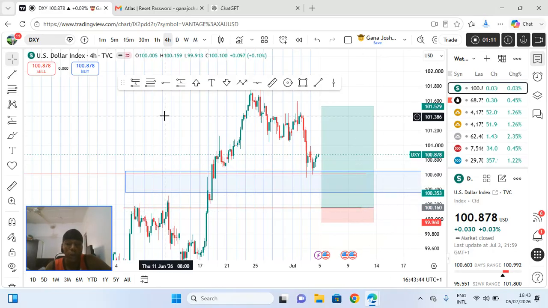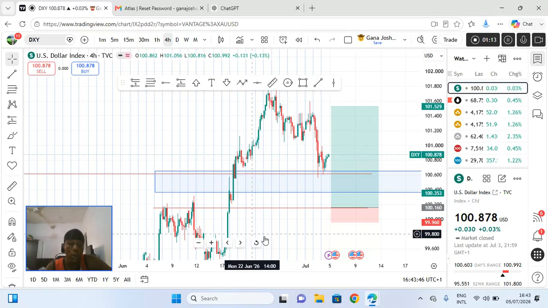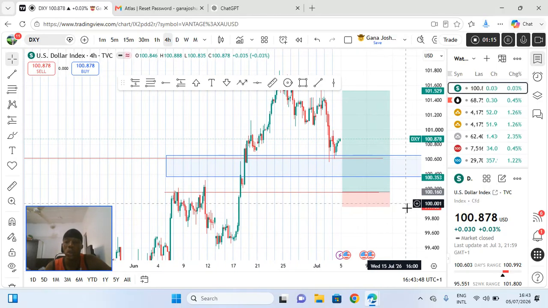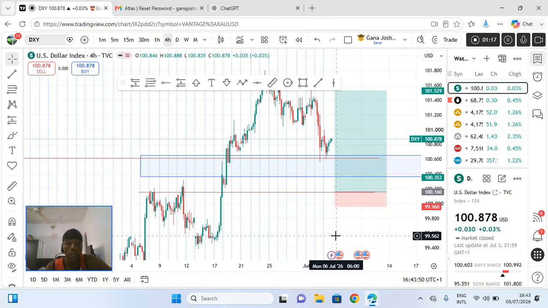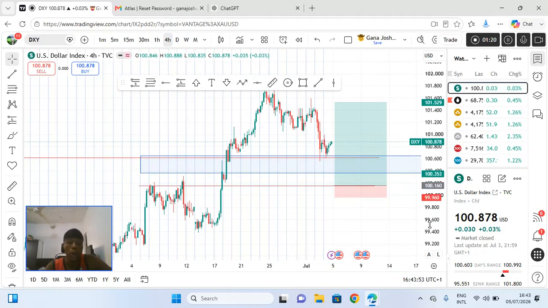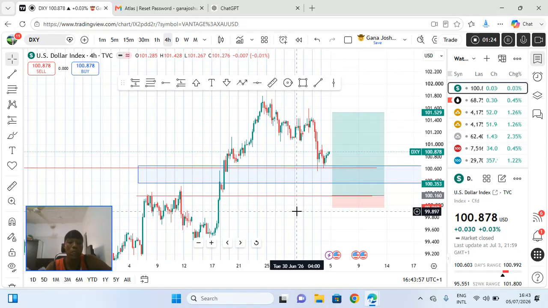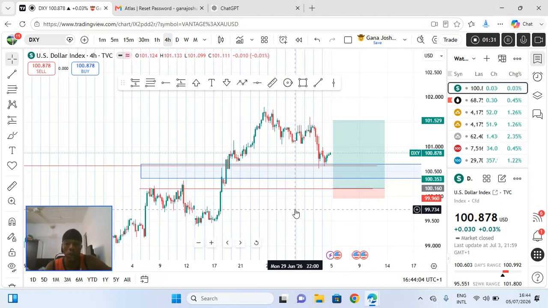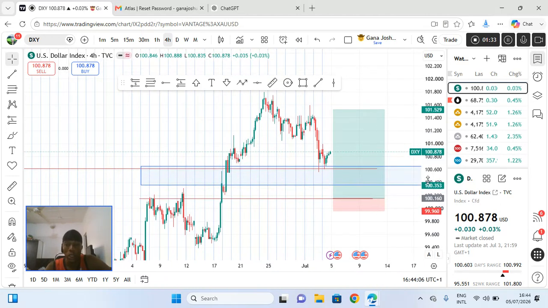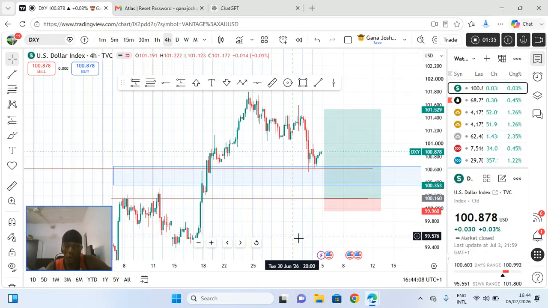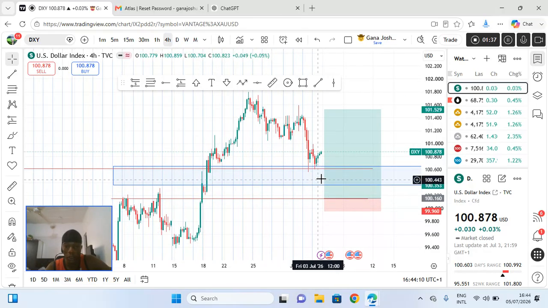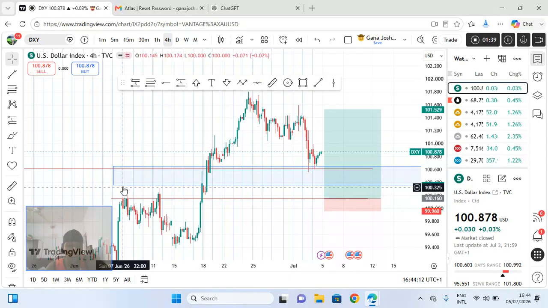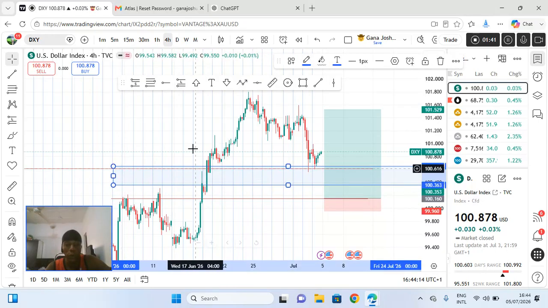So first off, we're looking at DXY. The reason we look at DXY is to help us with the index, the strength of the dollar, because most of the pairs we trade are paired with the USD, so it's only right to have an insight into the directional bias. So right now, as of the day of recording, price came back to retest the 50% level.